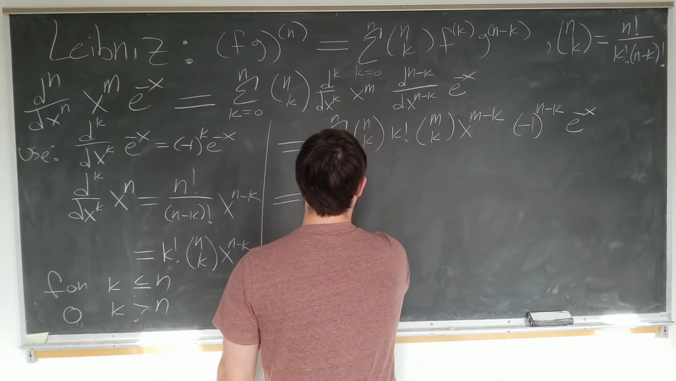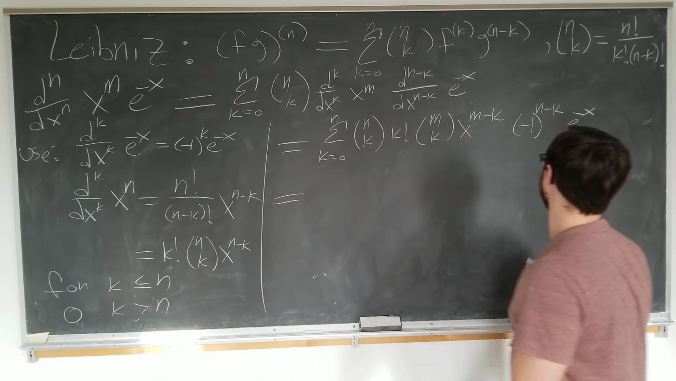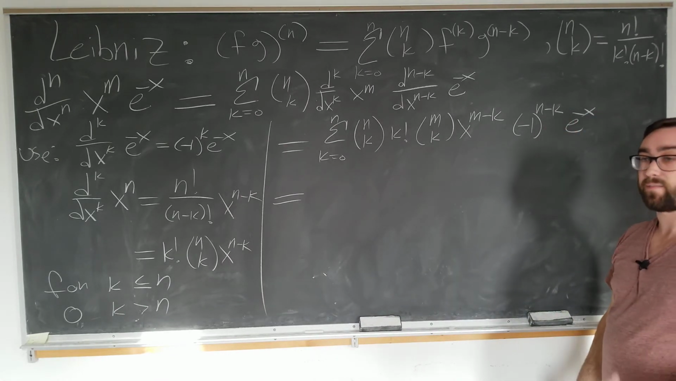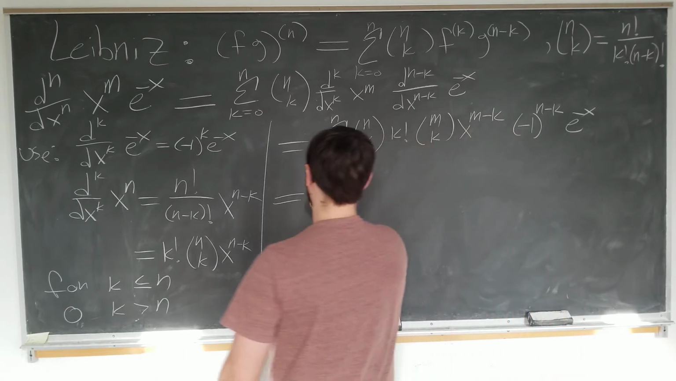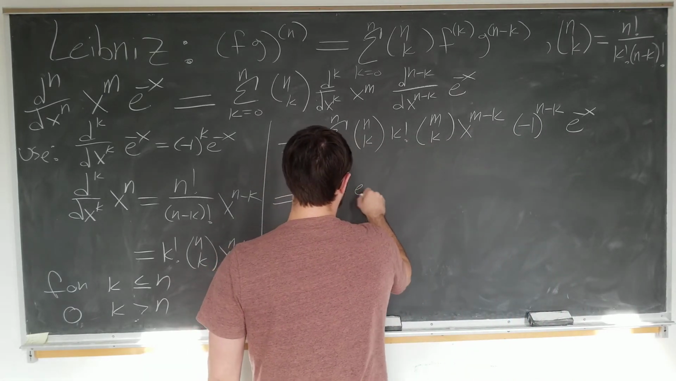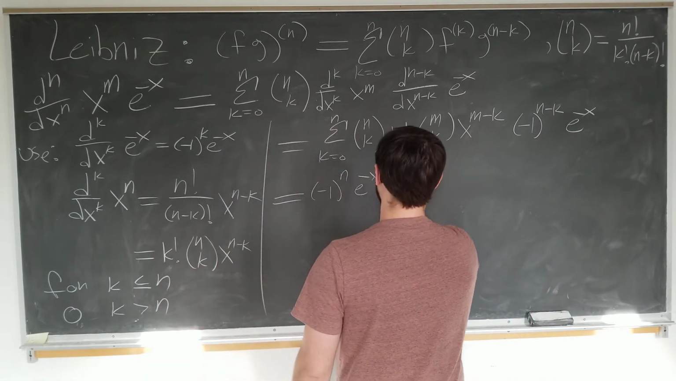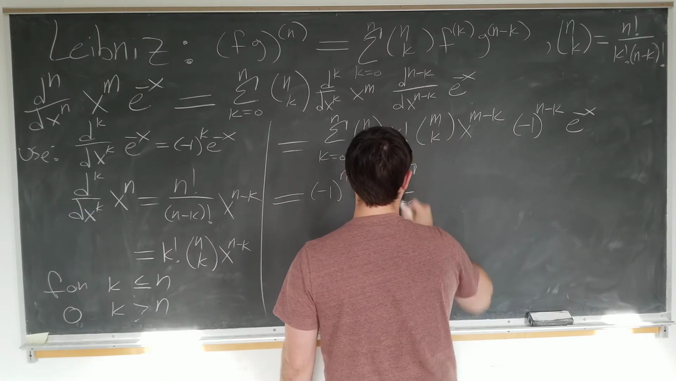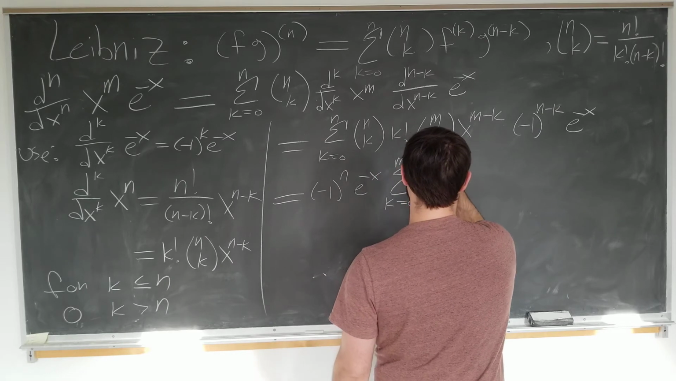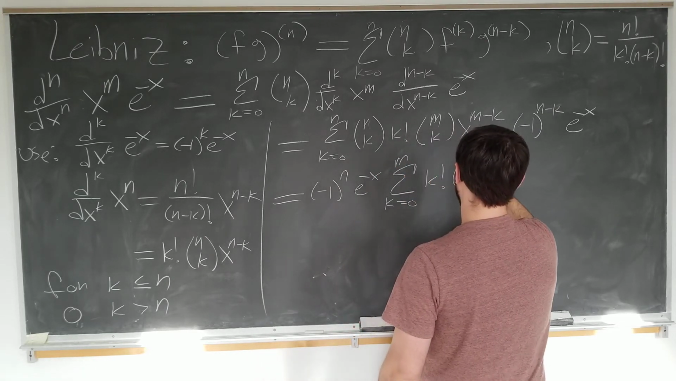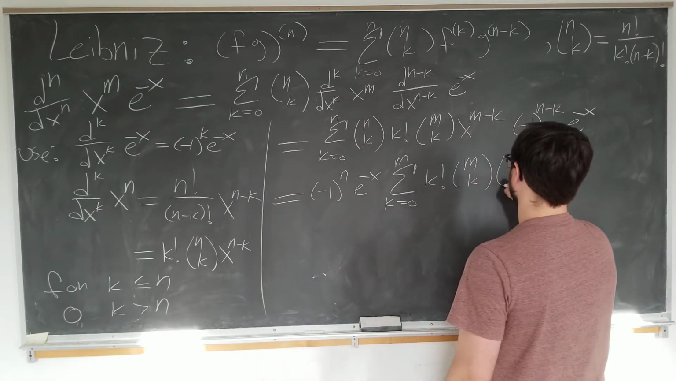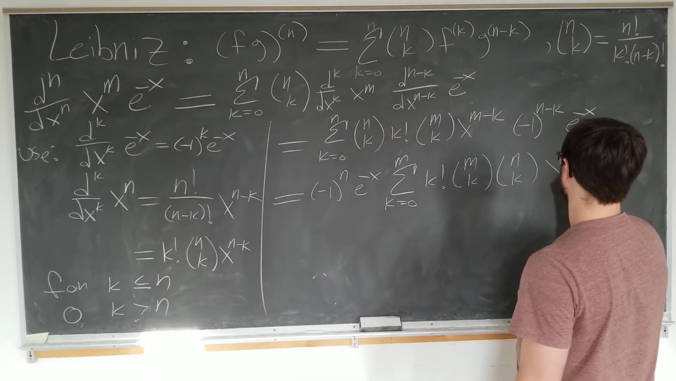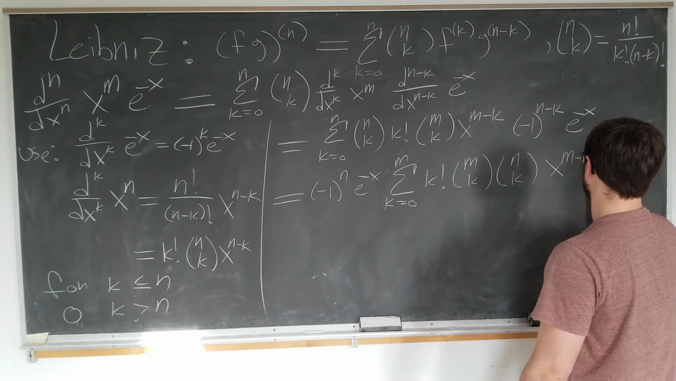Oh, first I'm going to take out a few things. So e to the minus x is always there, and negative 1 to the nth power is always there, just like before. Negative 1 to the n, e to the minus x. And now we have the sum k equals 0 to m, and we have our k factorial, m choose k, and n choose k, and we have x to the m minus k.